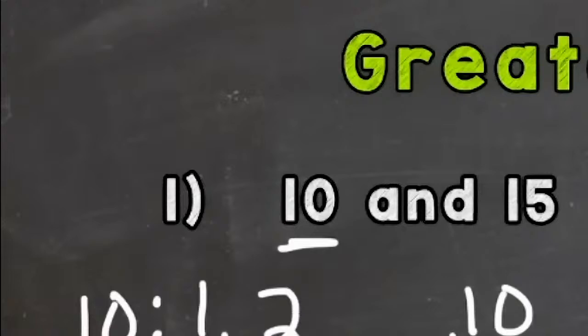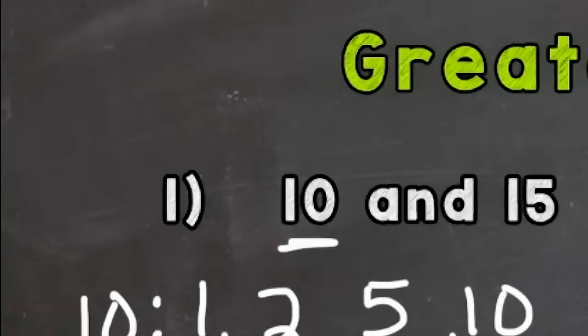So I fill in my space here with the 2 and the 5. And 10 has 4 factors: 1, 2, 5, and 10. 2 and 5 are a pair as well. If you want to connect them, if that helps you out, that works.